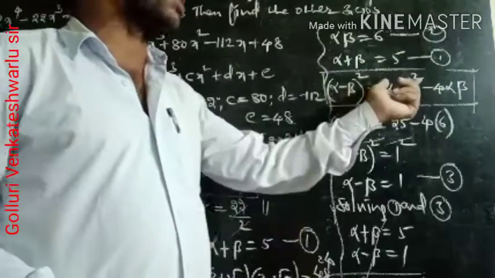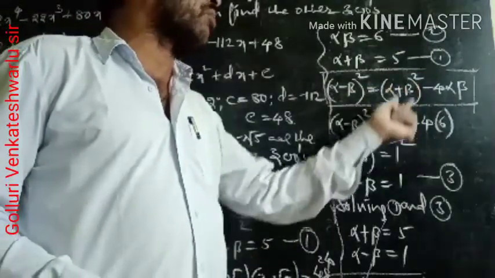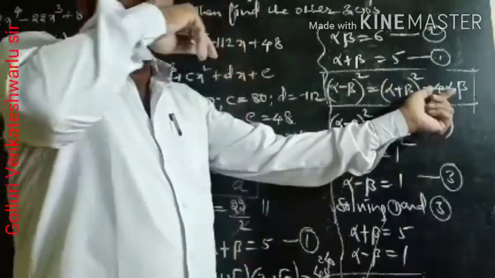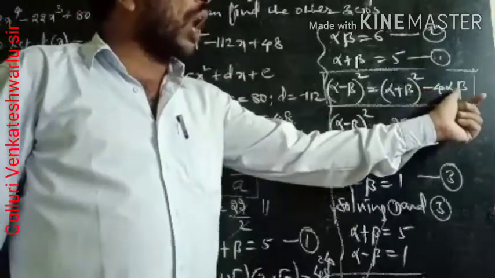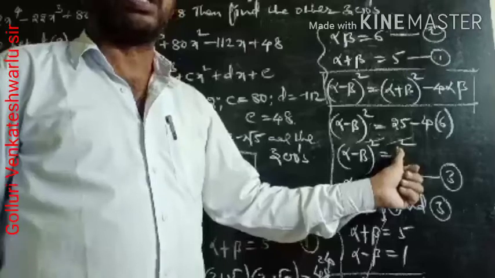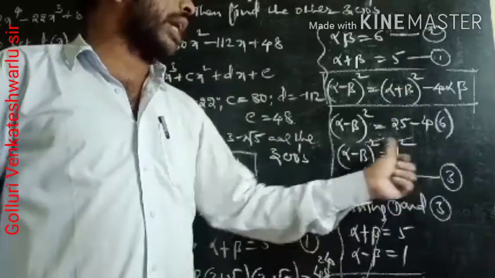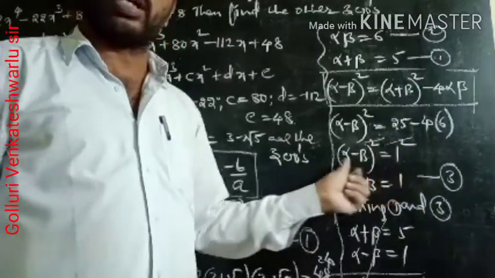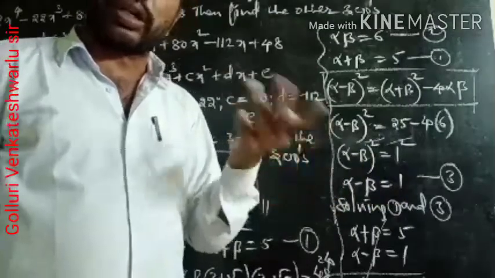Here I am substituting the value of alpha plus beta, 5 squared, which is 25, minus 4 into alpha beta, whose value is 6, so 4 times 6 is 24. 25 minus 24 is equal to 1. 1 is written as 1 squared. The square gets cancelled, so alpha minus beta equals 1. Here we obtain the third equation.